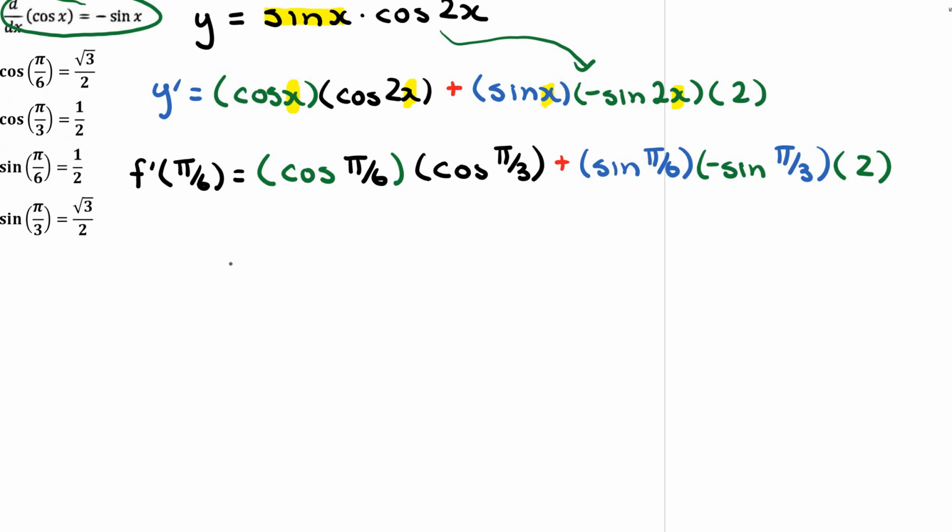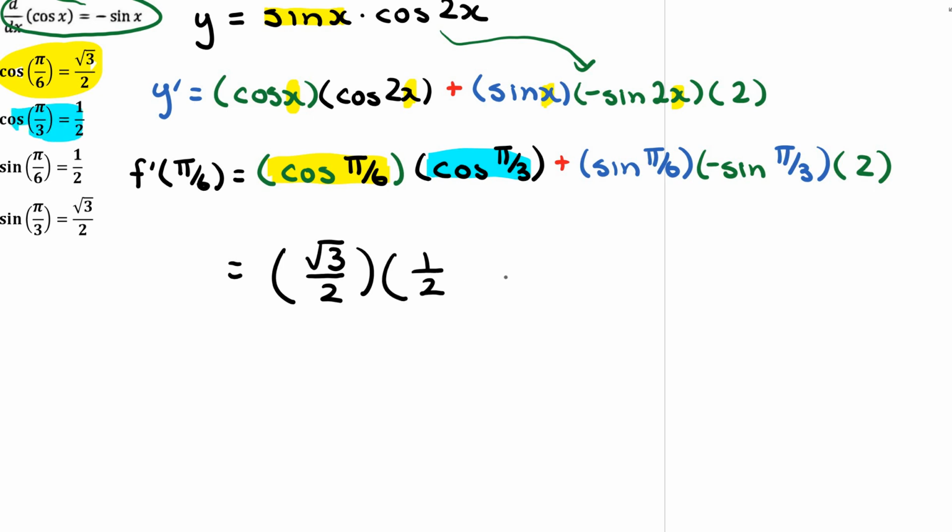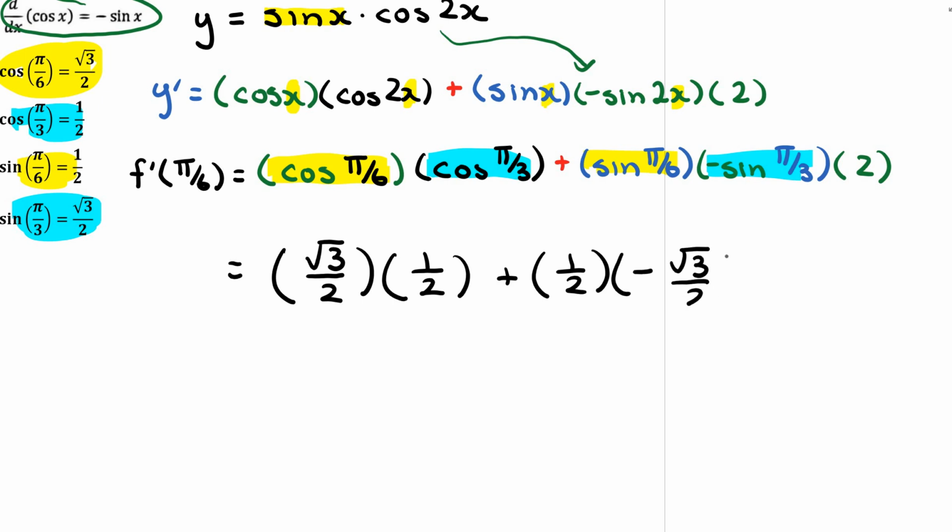So if I continue on here, let's just find out what is cos of pi over 6. Well, cos of pi over 6 over here using my reference chart right there is root 3 over 2. And then ask yourself, what's cos of pi over 3? Well, cos of pi over 3 is over here, which is just 1/2. Plus, and then I have sine of pi over 6, which is over here. Sine of pi over 6 is 1/2. And I have negative sine of pi over 3, so I got to use this part right here. So that's going to be negative root 3 over 2, and then I multiply the whole thing by 2 here.